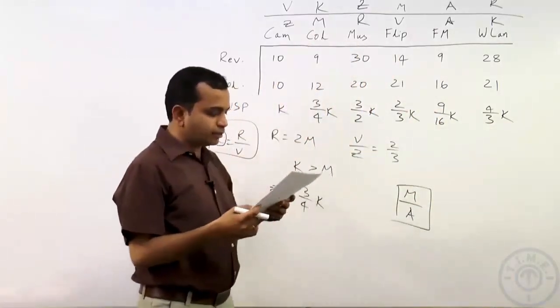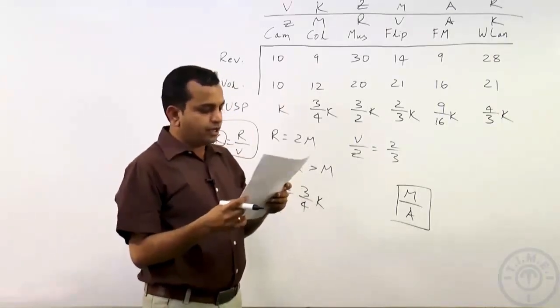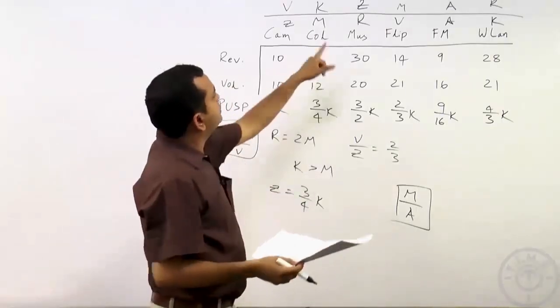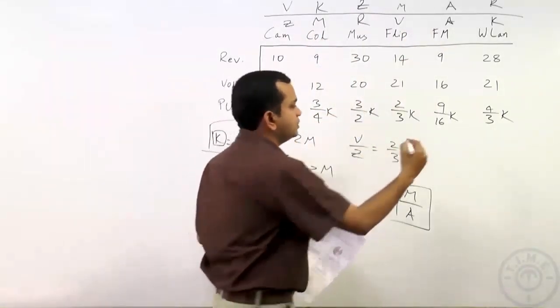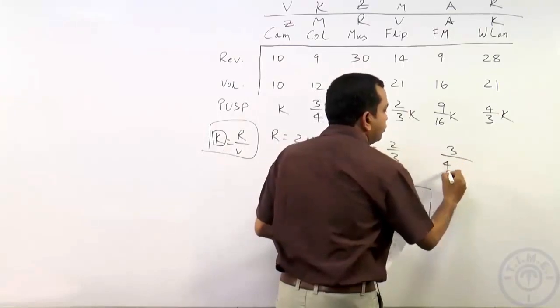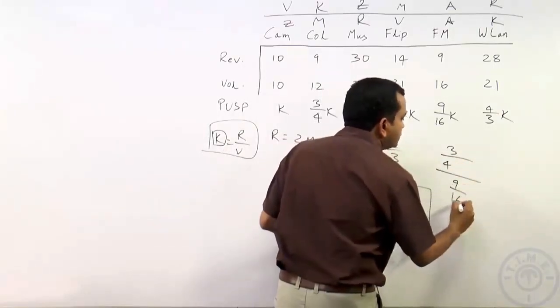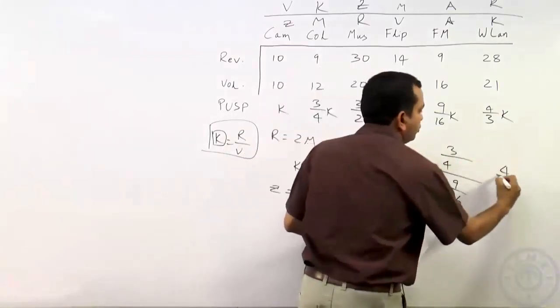So, in the second case, the question is what is the ratio of the selling price of M and A. So, in the second case, M and A is 3/4 and 9/16. So, the ratio that we need will be 3/4 divided by 9/16. So, you know it will be 4/3.